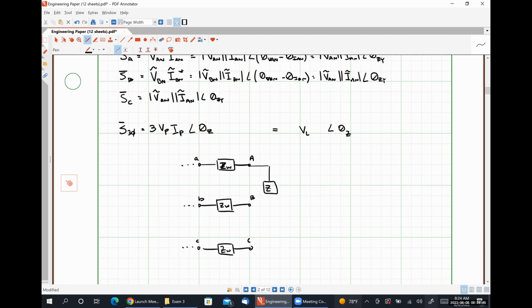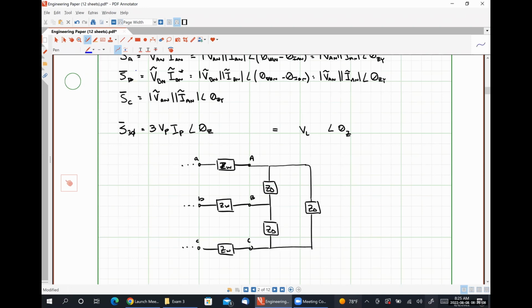Here we have our impedance, Z delta, between our A and B terminal. Here's the impedance, Z delta, between our B and C terminals. Here is our impedance, Z delta, between our C and A terminals.